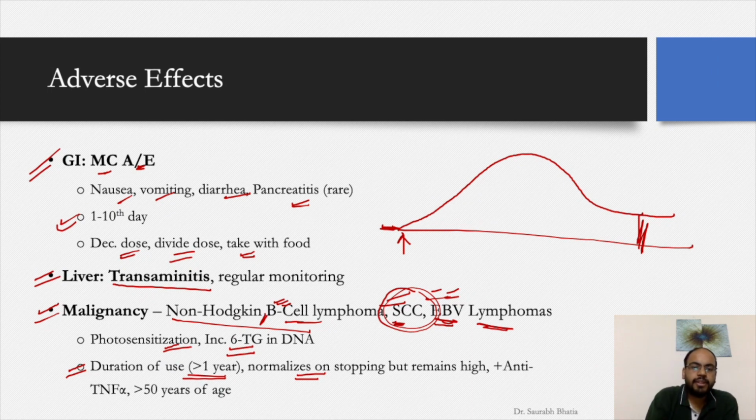Now the risk also increases if you're using anti TNF alpha, the TNF alpha inhibitors, predominantly in psoriasis or other disorders, or if the patient is more than 50 years of age, or also when you're using other immunosuppressants concurrently, like methotrexate or cyclosporine.